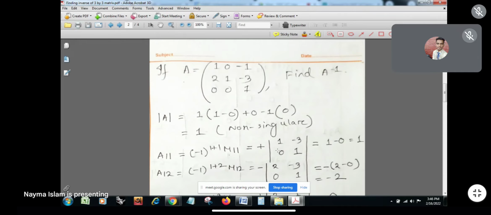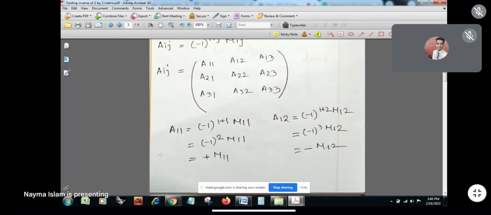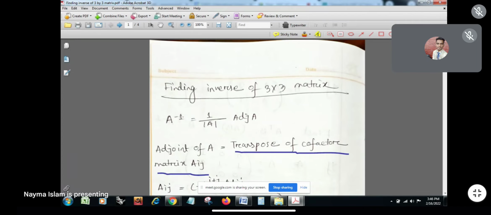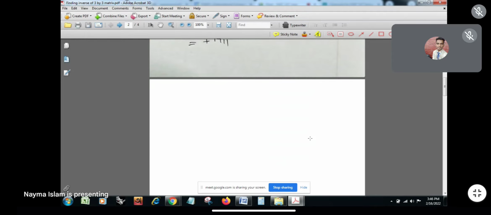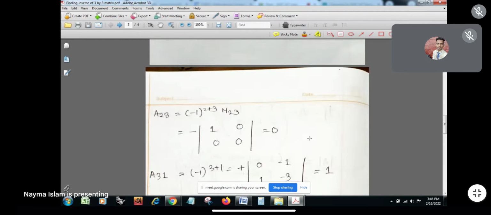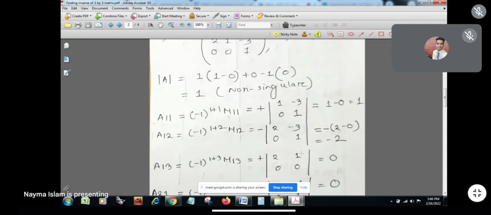After that you have to find the cofactor matrix, because according to the formula, our original formula for finding the inverse is A inverse equals 1 by determinant A times adjoint A, and adjoint A is related to the cofactor matrix. So you have to find the cofactor matrix here. How to find the cofactor matrix?